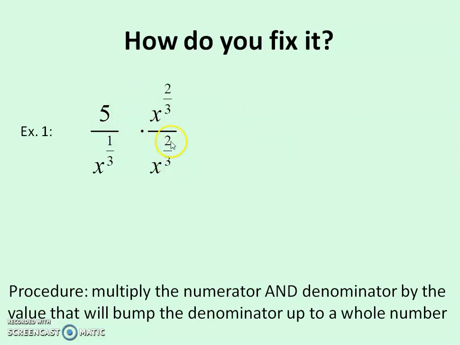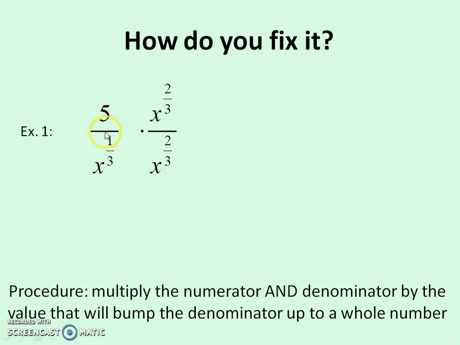So I picked 2 over 3 as my exponent. The reason that I did that is because I know that when I add 2 over 3 to 1 over 3, it will add up to a whole number. Generally speaking, what I need to do is look at the fraction that I have and the denominator of that fraction. To get a whole number, I have to have multiples of that denominator. So 3 over 3 is a whole number, 6 over 3 is a whole number, 9 over 3, 12 over 3, etc., multiples of 3.